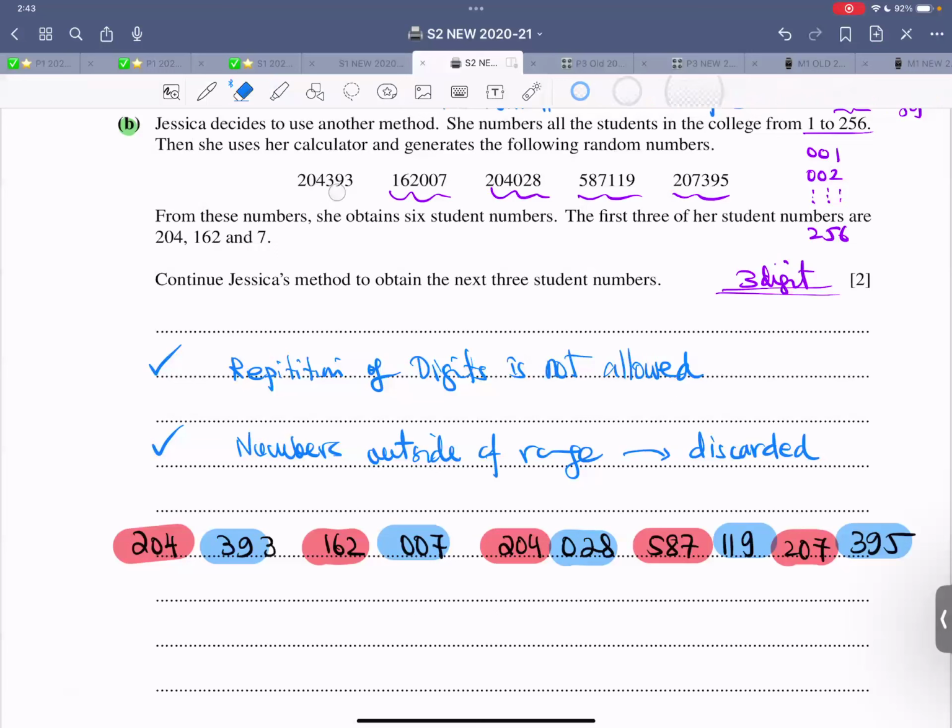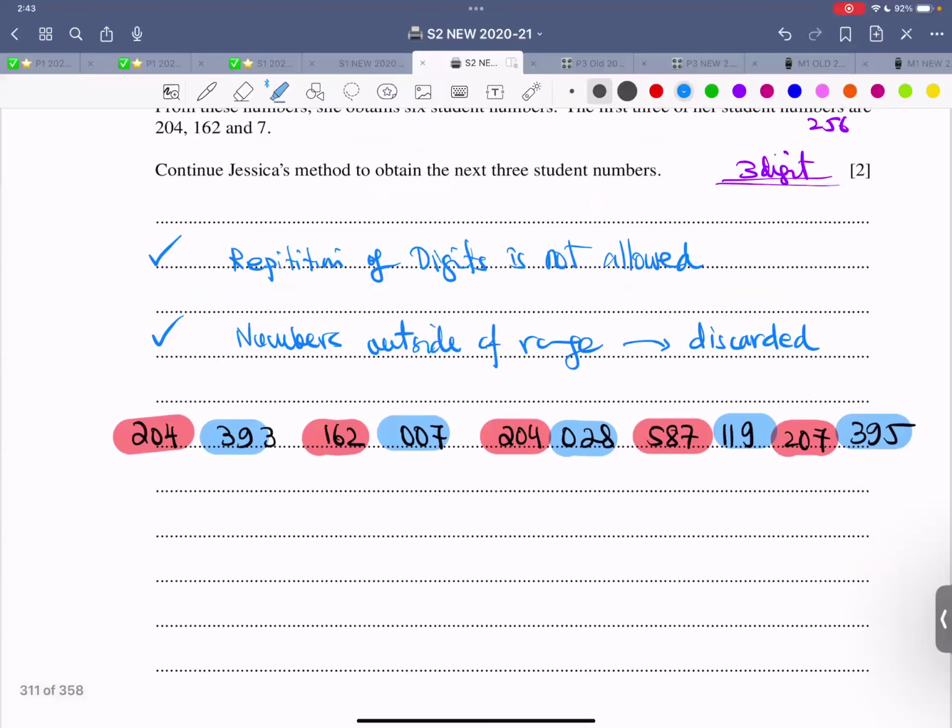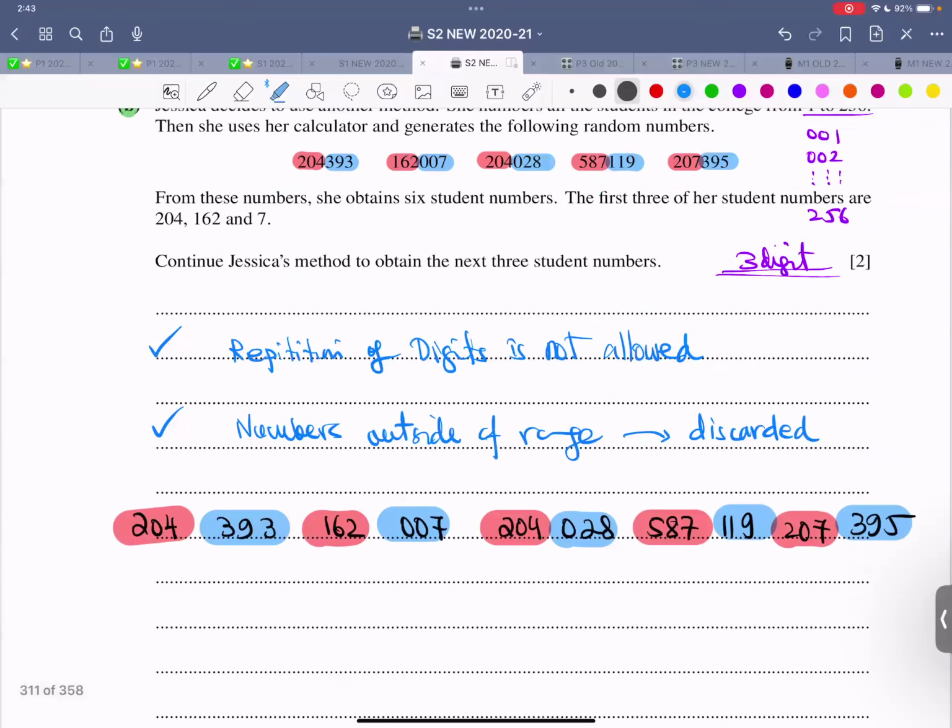So let me focus a bit more on this. Basically what I did is 204 and 162 and 204 and 587 and 207 like this. And this is 393, 007, 028, 119, 395. It's broken up like this. I have written it separately over here. So now this is all good, all clear.